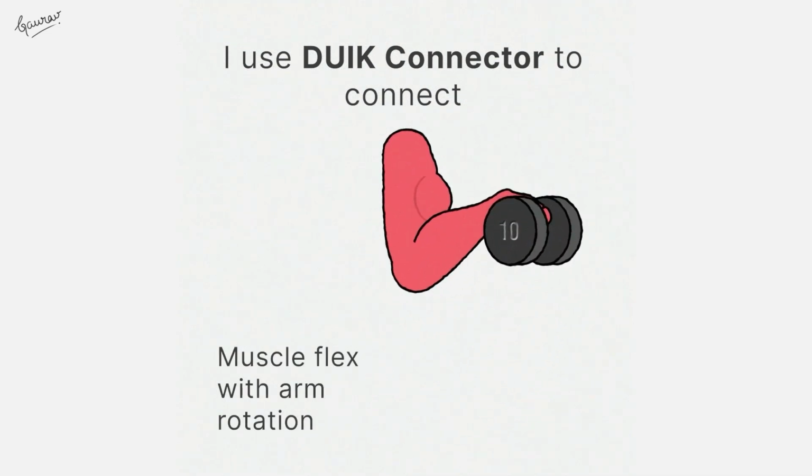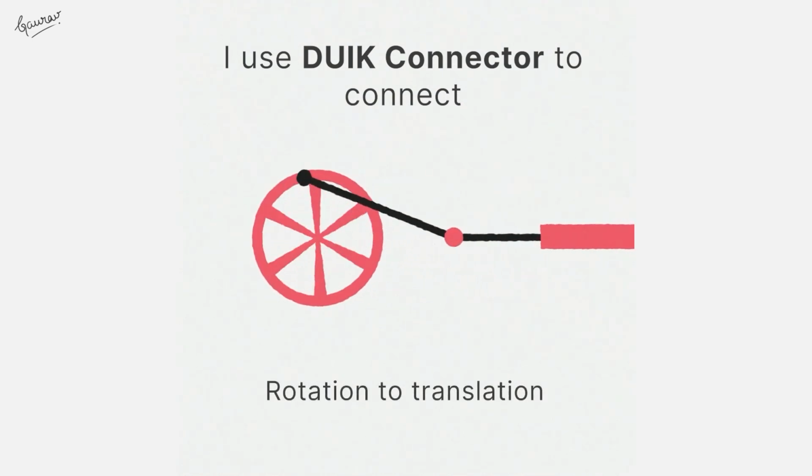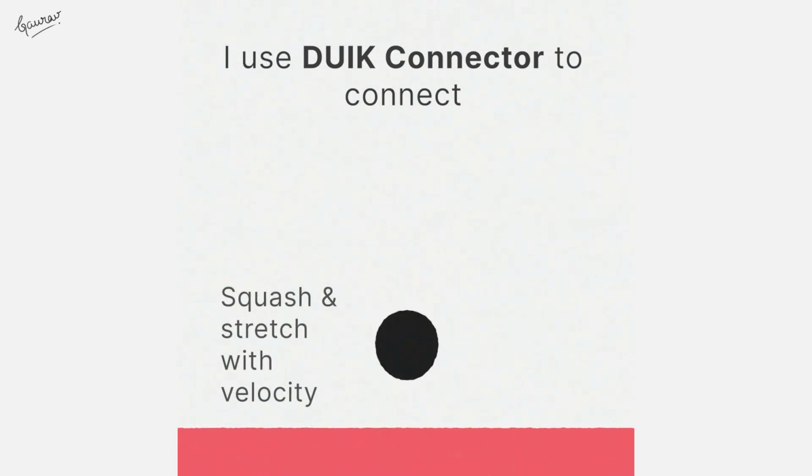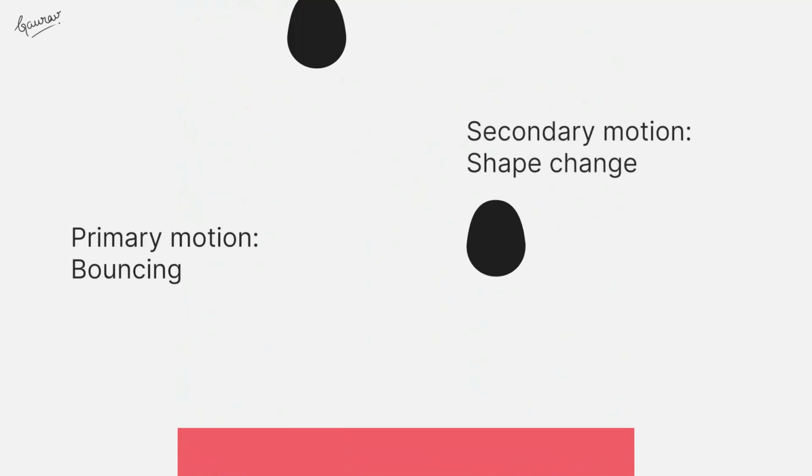Today I would like to talk about something that has saved me tons of time working in After Effects. That is connecting dependencies in animation. For example, linking a secondary motion to a primary animation whenever possible. As you can see, the shape of the ball here changes as per the speed of the ball. Duik Connector is the most efficient and fastest way I know to do this kind of stuff.